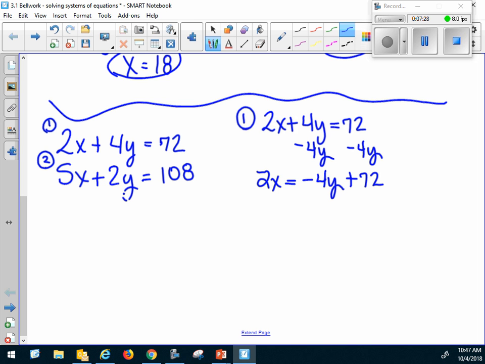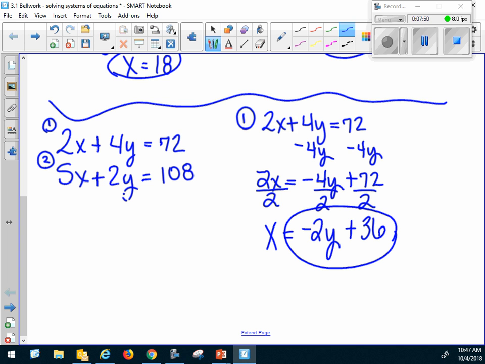So I usually try to keep my variable in front of my number, just because that is standard form. Okay, so from here, what do I do? Divide by 2. And remember, every single term gets divided by 2. You can't pick and choose. So x is equal to negative 2y plus 36. So in the substitution method, you're getting x by itself. x is equal to all of this. And then what do we do with all of that?